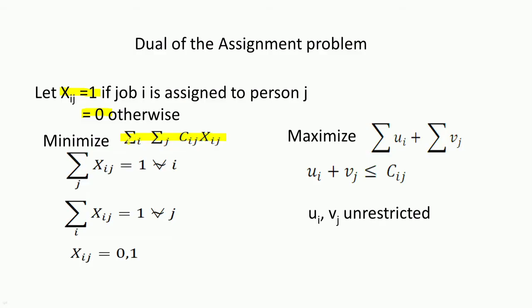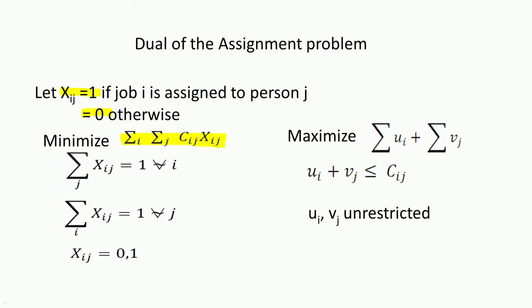The objective is to minimize the total cost of assignment, given by summed over i, summed over j, summed over the jobs, summed over the persons, Cij Xij. Now, the first constraint is for every job. Xij equal to 1, for every person j summed over i. So, every person j gets only one job out of the n jobs.